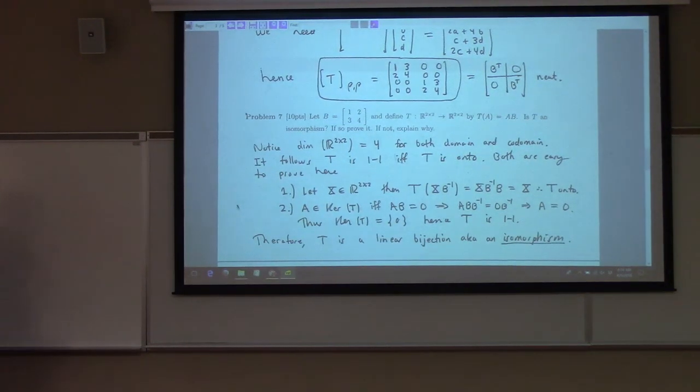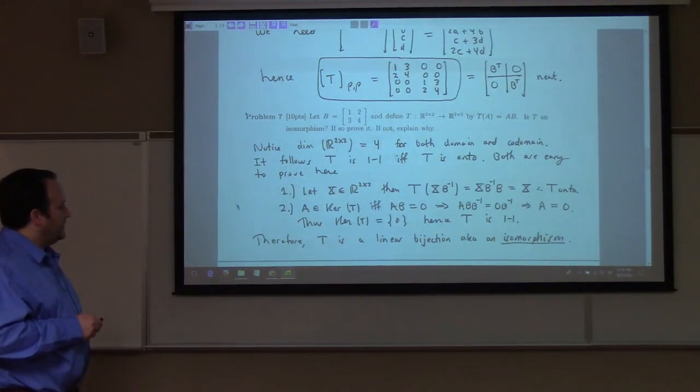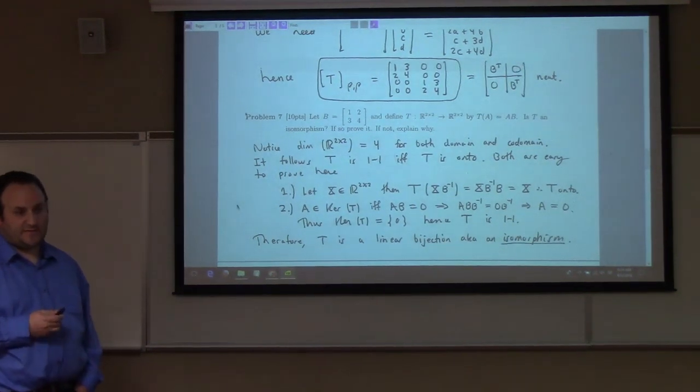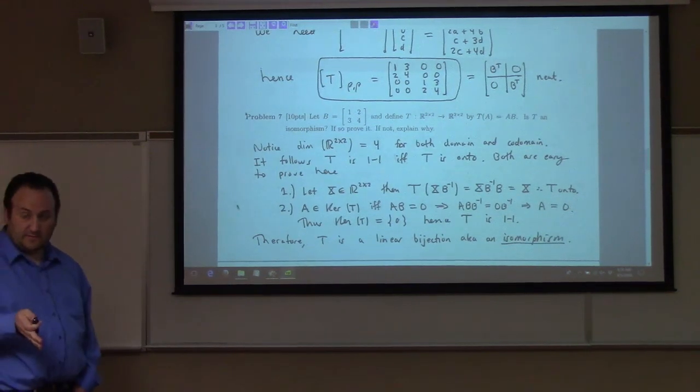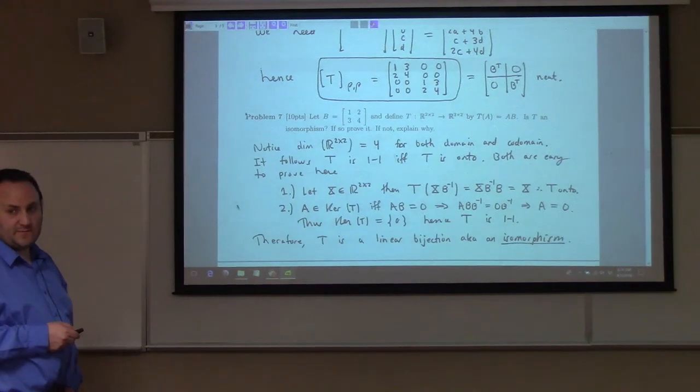So here, problem 7. Is this linear transformation an isomorphism? All right. So here, there are a lot of things you can observe. First of all, we've already proved that this T is linear in the previous problem, right? So that's settled. It is linear. And you look at it, the domain and the codomain are the same vector space.